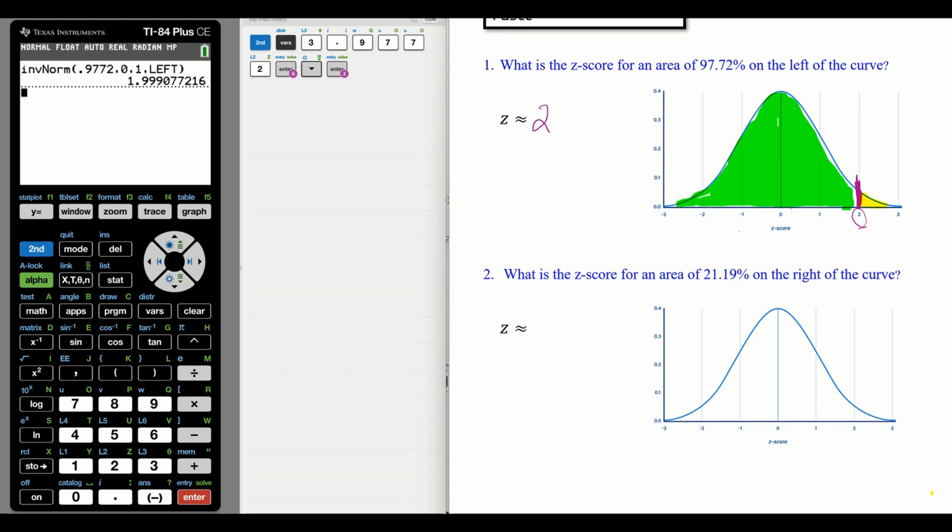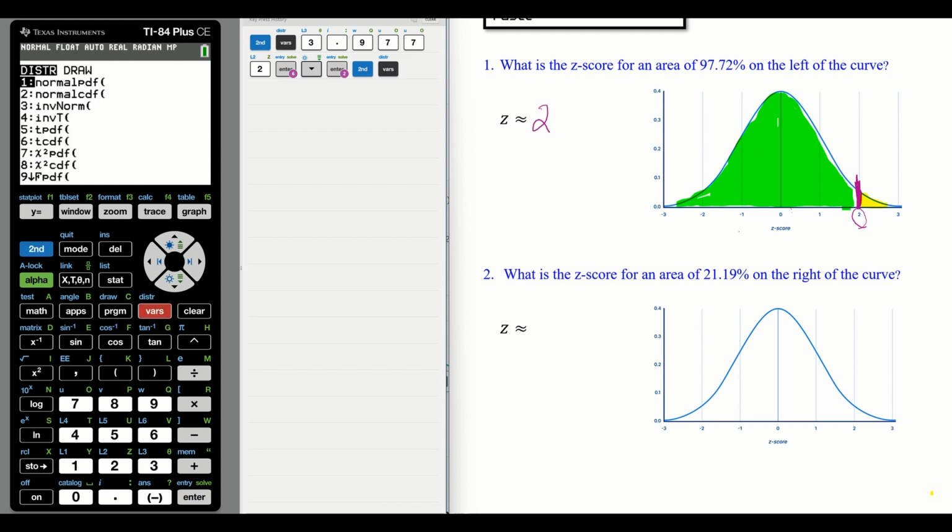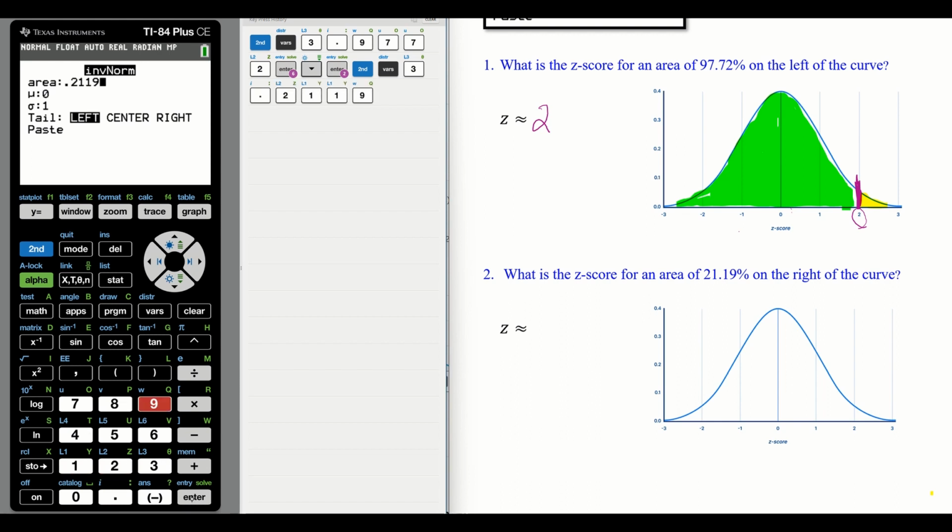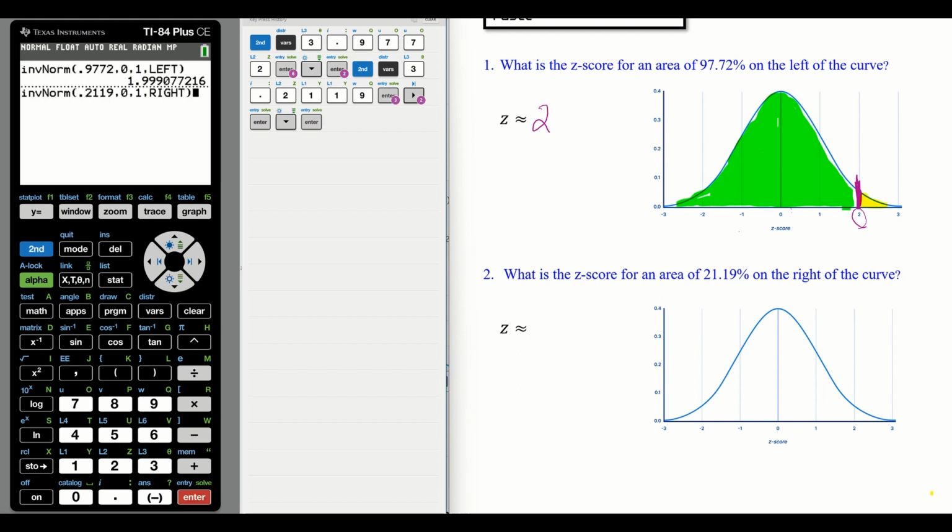Okay, we've got a z-score with an area of 21.19 on the right of the curve. The other one was left, this one's right. So I'm going to go through the motions, even though I don't have to. I could arrow up, doesn't matter. 0.2119. Remember, you're keeping all this, but we want it on the right. Now you have to arrow over, push enter, but it's not going to go down. So you have to use your arrow and paste it. And that is going to be rounded to about 0.80.